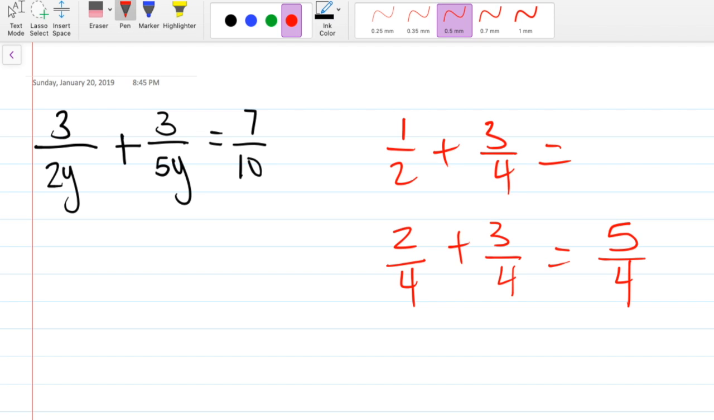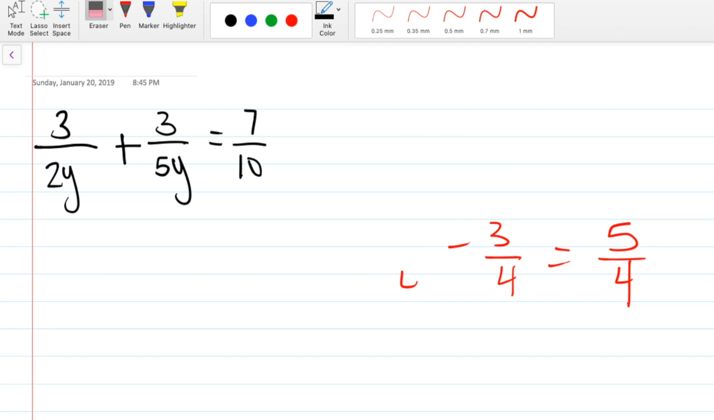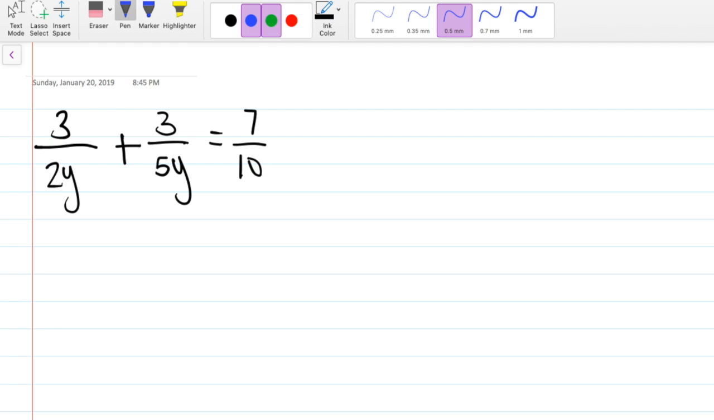If you don't know how to do that in like 2 seconds, then I recommend you go watch my video on how to add fractions, because if you don't know how to do that, then this problem is going to seem like the hardest thing in the entire world. But on the other hand, if you do know how to do that problem, then this problem is going to be really easy, because all you have to do is add some fractions, multiply a few numbers, divide a few numbers, and there you go.